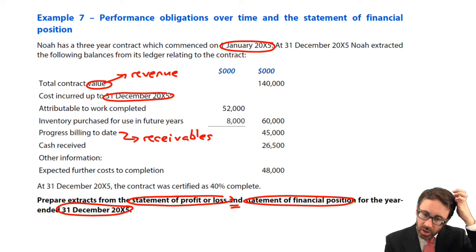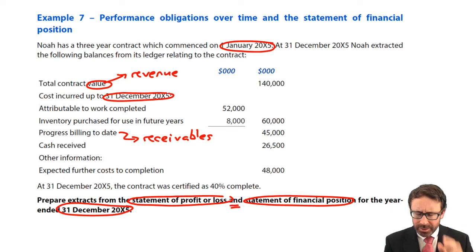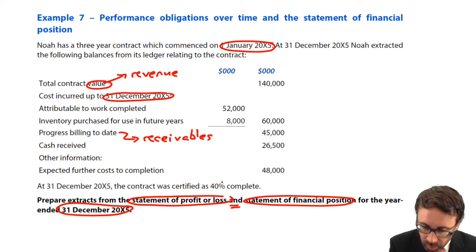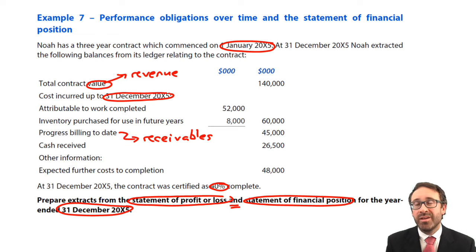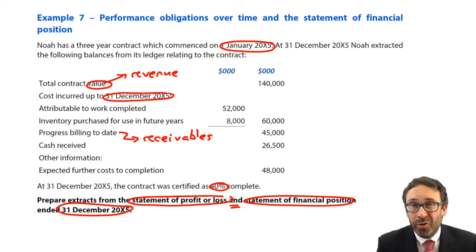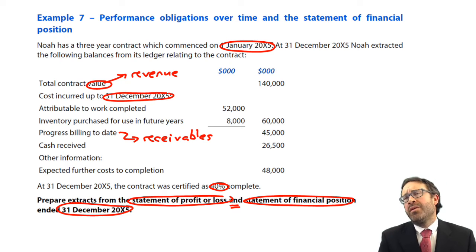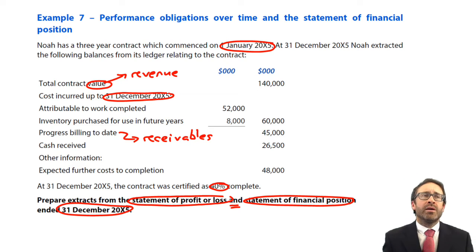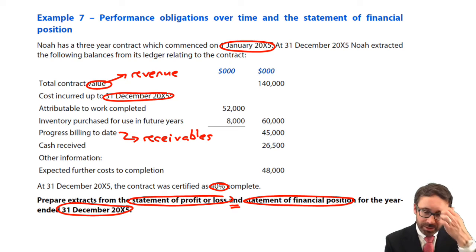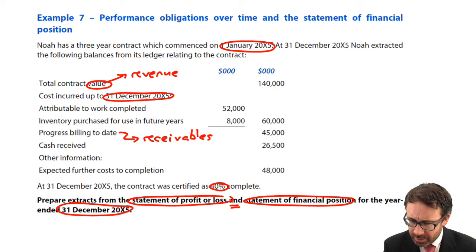You're told that we've got cost of completion of 48,000, and at the reporting date of December x5, it's work certified as 40% complete. So effectively looking at the output method, but it doesn't really matter because we're told that it's 40%, and that's what we will use if it is a profitable contract to apply to the profits and therefore to the revenue as well. Okay, excellent. Let's rock and roll.